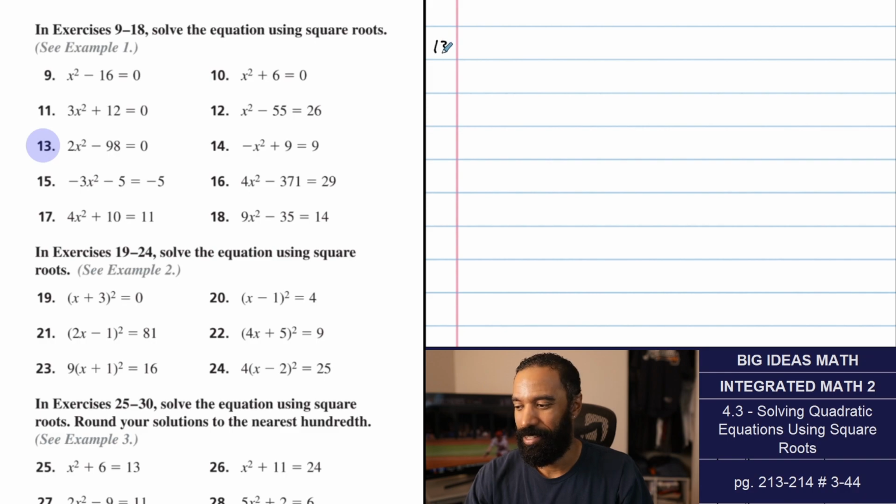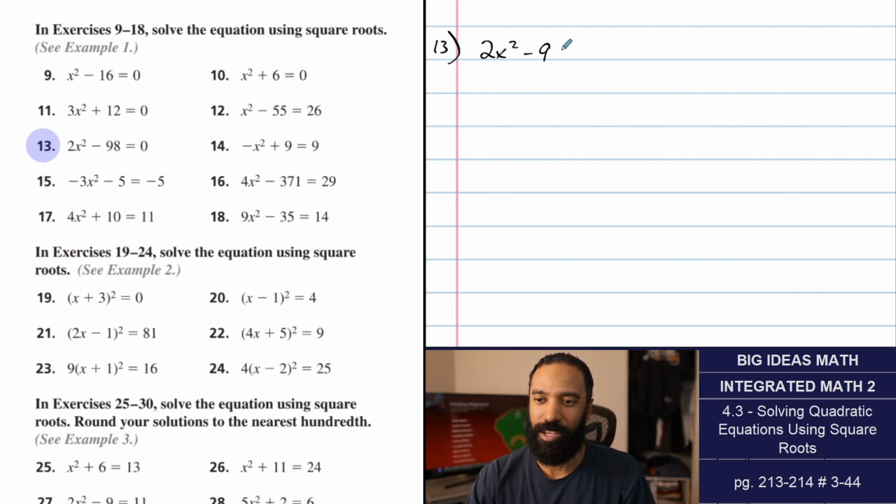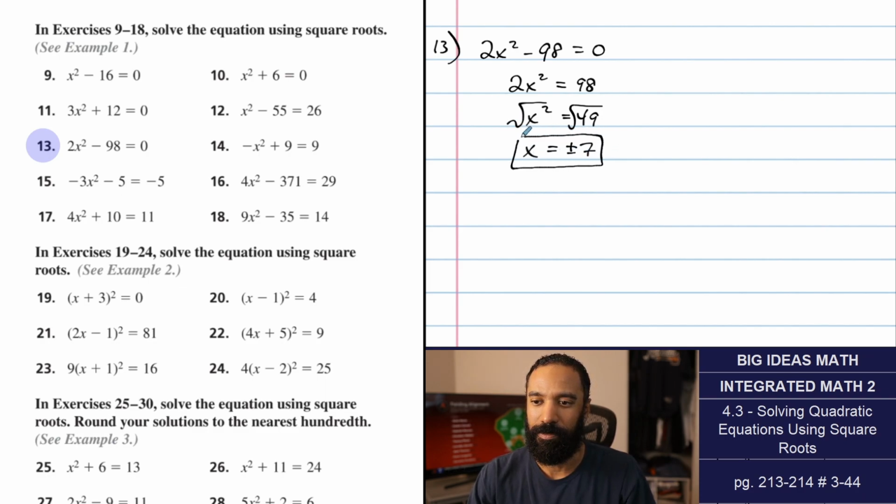Number 13. 2x squared minus 98 equals 0. 2 steps to go. Let's first get the x squared term by itself by adding 98 to both sides. Then we'll divide both sides by 2 and get 49. When you take the square root of both sides, we will get x is positive or negative 7. Number 14.